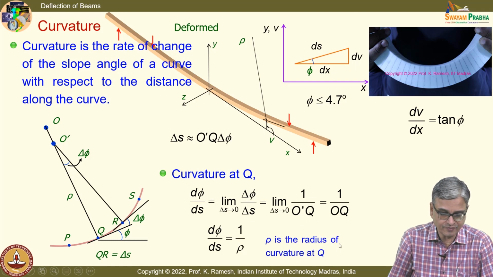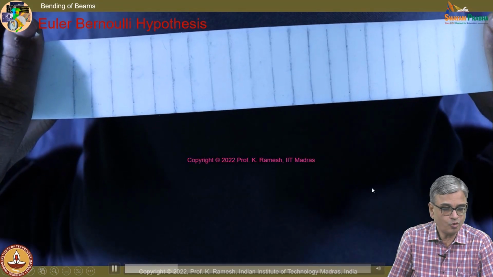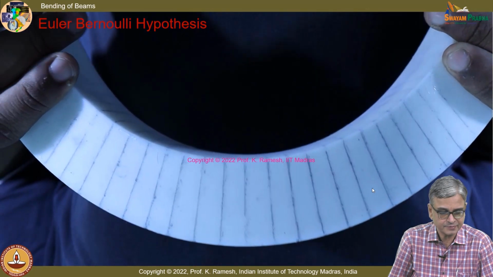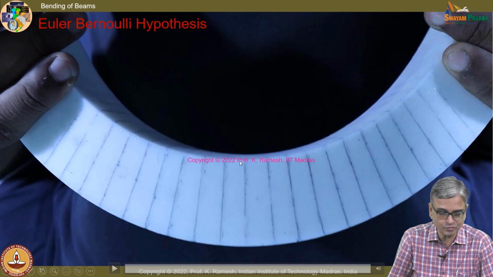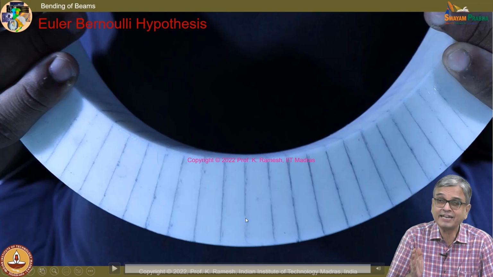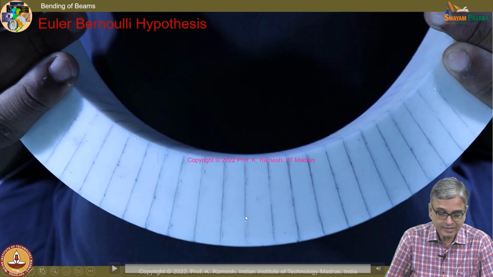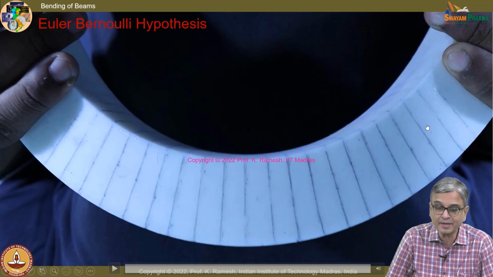And rho is the radius of curvature at Q. And we go back to the Euler-Bernoulli hypothesis just to recapitulate. The beam is bent, and I have these lines. So, this line is straight. If you look at these lines which are drawn here, they are getting rotated. And can you also see visually that as I go along the length of the beam, the rotation is becoming larger and larger.